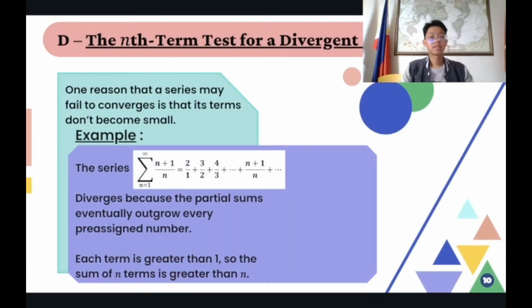D, the nth term test for divergent series. One reason that a series may fail to converge is that its terms don't become small. For example, the series, the sum of n plus 1 over n from 1 to infinity, equals 2 over 1 plus 3 over 2 plus 4 over 3 plus ... plus n plus 1 over n plus ..., diverges because the partial sums eventually outgrow every preassigned number. Each term is greater than 1, so the sum of n terms is greater than n.